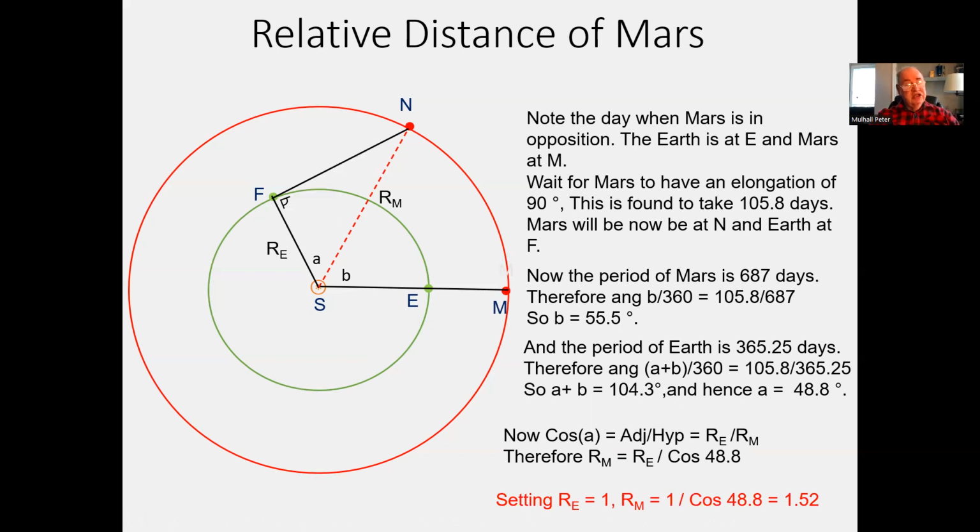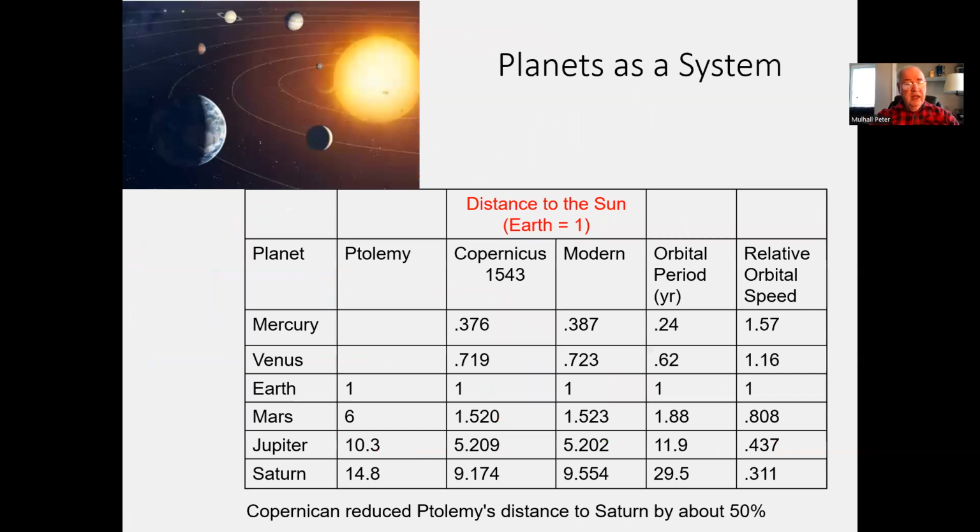Jupiter and Saturn are done exactly the same way. You start with opposition, see how long it takes to get to an elongation of 90 degrees, and you do the same kinds of proportions. And here is this data. Take a look at Copernicus's numbers of the relative distances of the planets compared to the Earth, calling it 1, compared to our modern numbers.